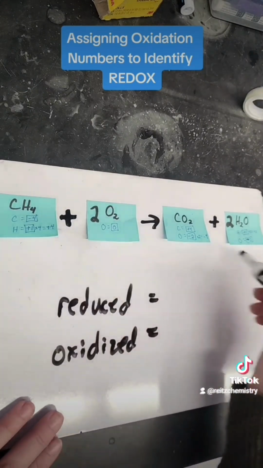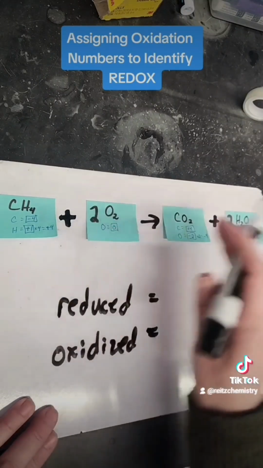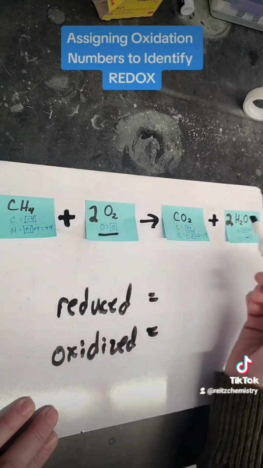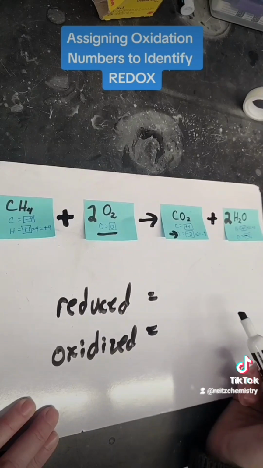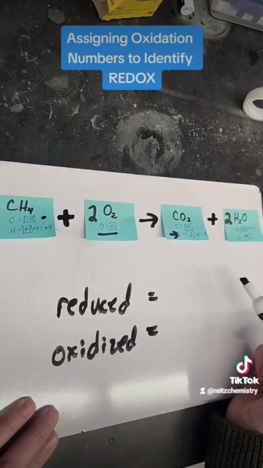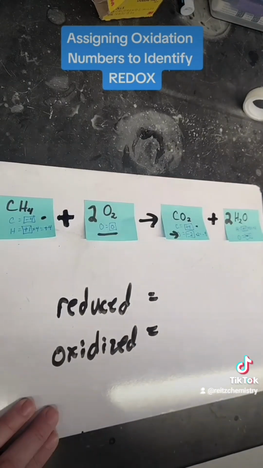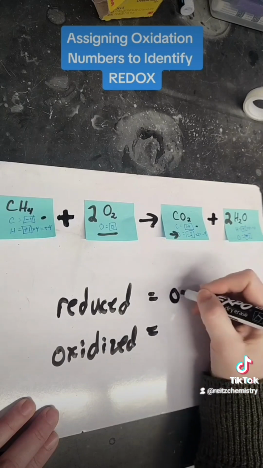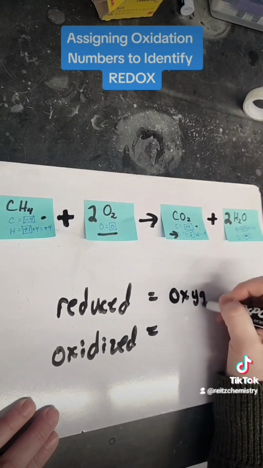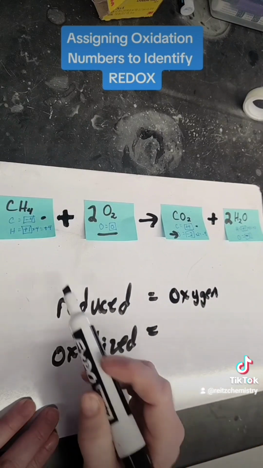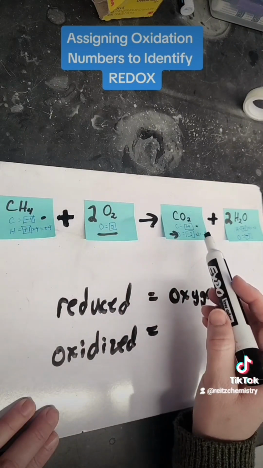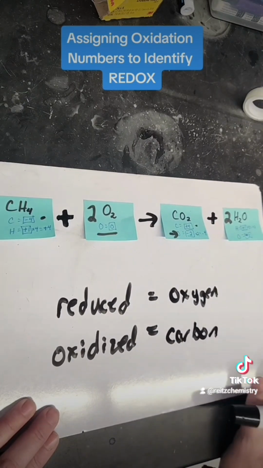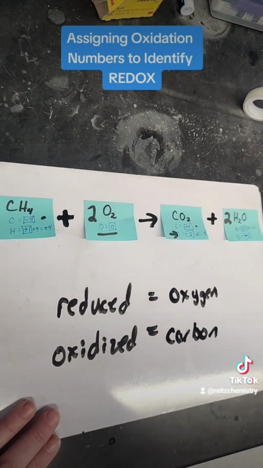So in that case, all of your oxidation numbers for the species would stay the same from reactants to products. But that is not what we have here. So we have oxygen that's changing from 0 to -2, and we have carbon that's changing from -4 to +4. So because oxygen is going from 0 to -2, it is being reduced. And because carbon is going from -4 to +4, it is being oxidized. Okay, and that's it. That's how you apply oxidation numbers to justify redox reactions.